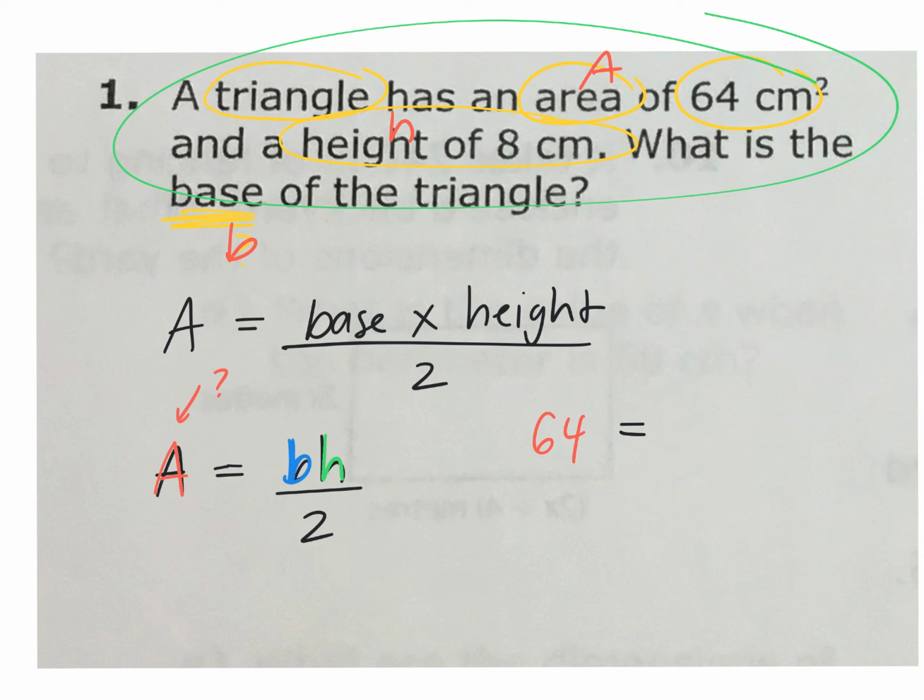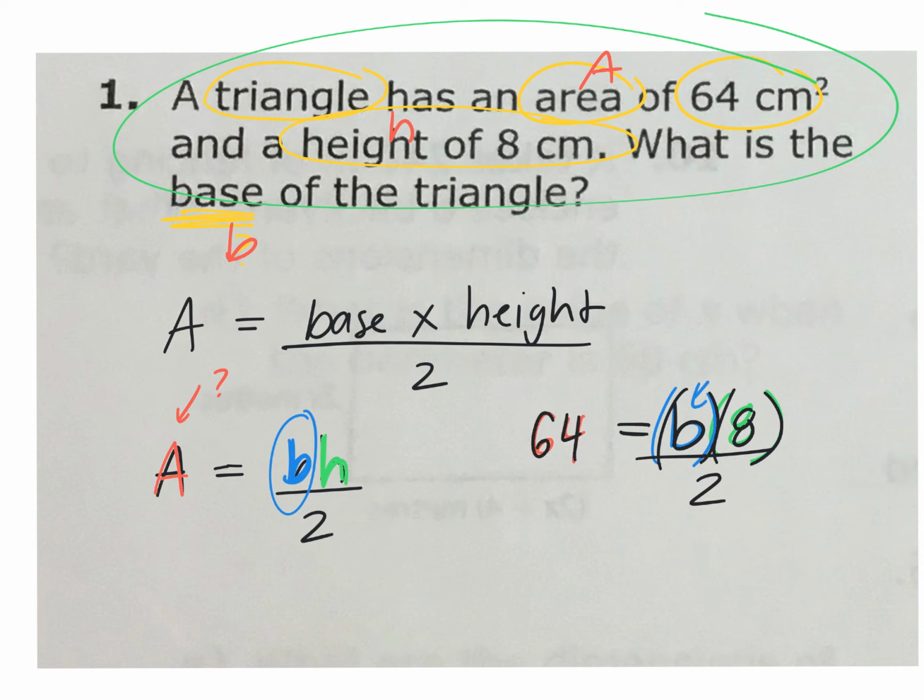Do you know B? No. So I'm going to leave that as B. Do you know the height of the triangle? What is it? So how would I write that? B times 8, right? You can put brackets. And the formula says divide that by 2. So I have B times 8 divided by 2 is equal to 64.